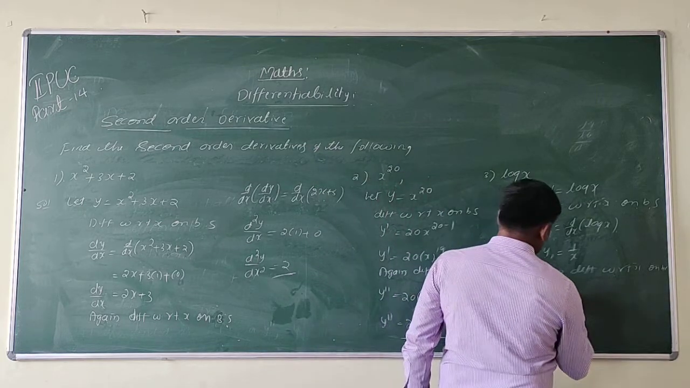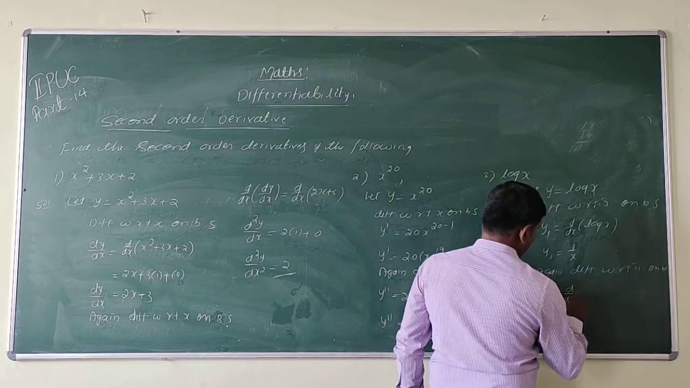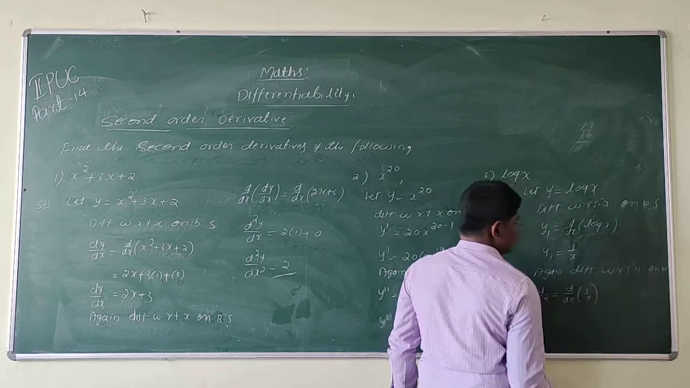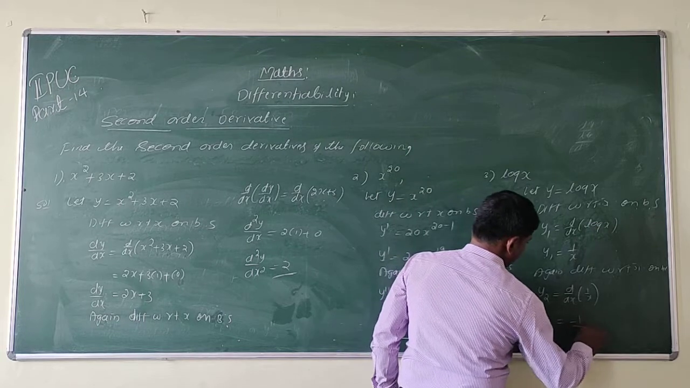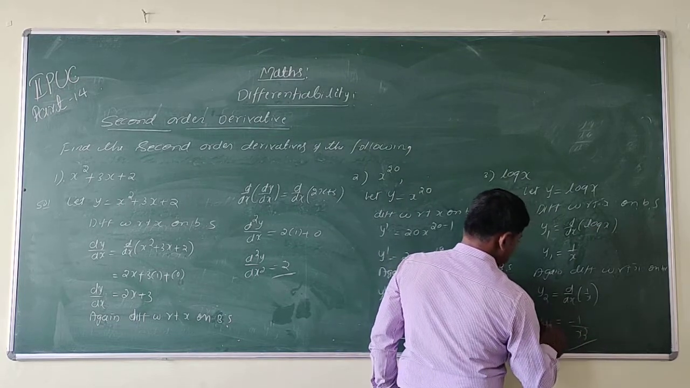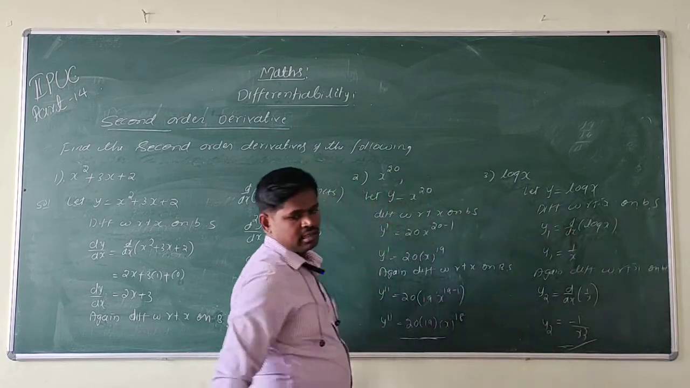Again we differentiate, we get y2. This second order derivative is d by dx of 1 by x. So already you have a standard formula. So differentiation of 1 by x is minus 1 by x squared. So this is the second order derivative of the given function. Correct now?